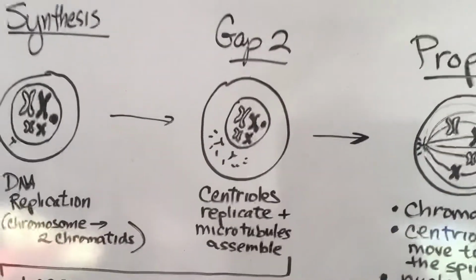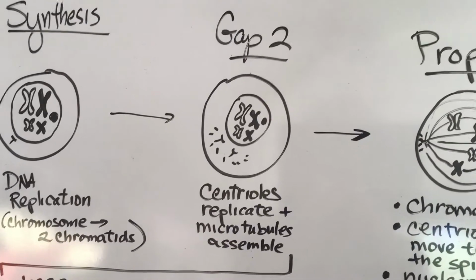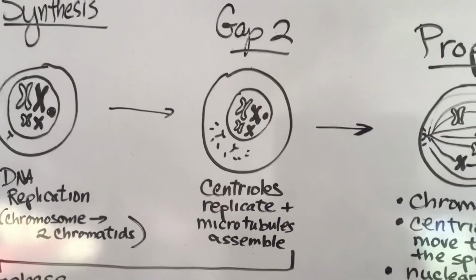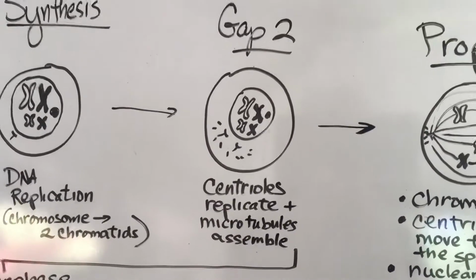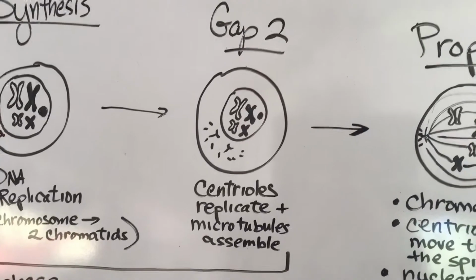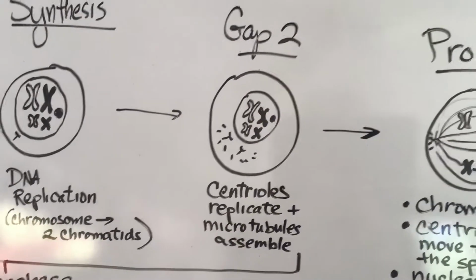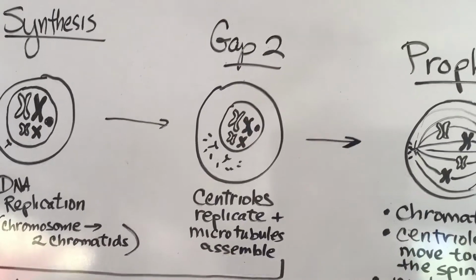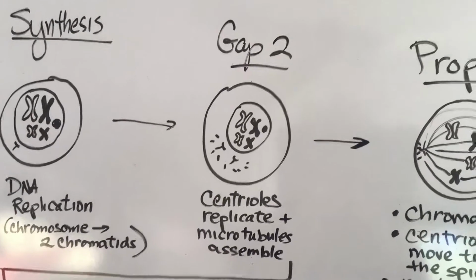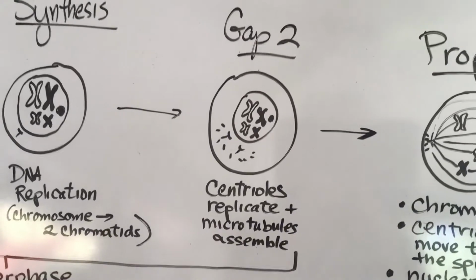The next phase is gap 2. In gap 2, the big thing that happens there is that the centrioles replicate, and the microtubules that are going to be part of the spindle start to assemble around those centrioles, which you don't usually see, but if you could see them, they'd be kind of just congregating around that spot. Now in plant cells, they just have the microtubules assembling, so basically you don't really see much, and there are no centrioles in plant cells, just the microtubule organizing centers.